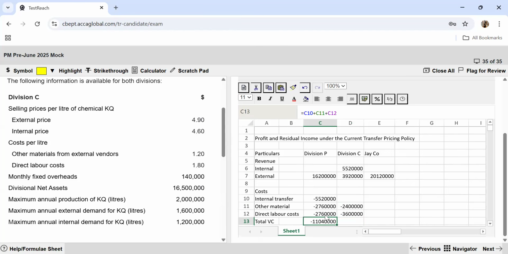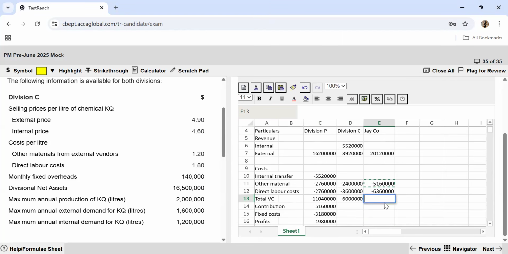Variable cost, we can put the formula, copy paste, and then for the J company as a whole, we're going to show the sum of both of these values. So this is going to be the total of all of the costs. So here, the sum formula is not going to work because we have used the total of both of these.